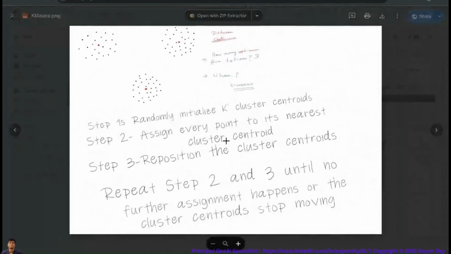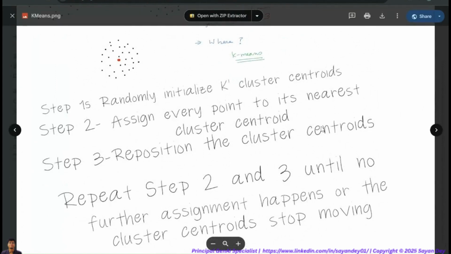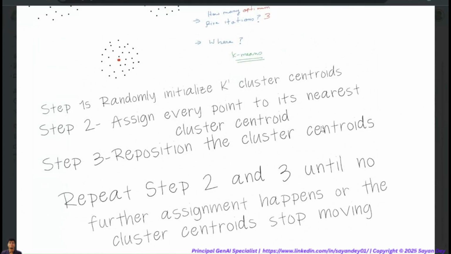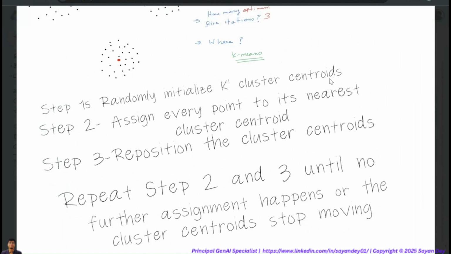So what are the steps of k-means? I'm taking you through k-means because it is a very easy algorithm, although the focus here is not too much on theory and algorithms. This is hardly 5 minutes. First, we randomly initialize k cluster centroids. Remember, we are ultimately trying to find the positions of the centroids.